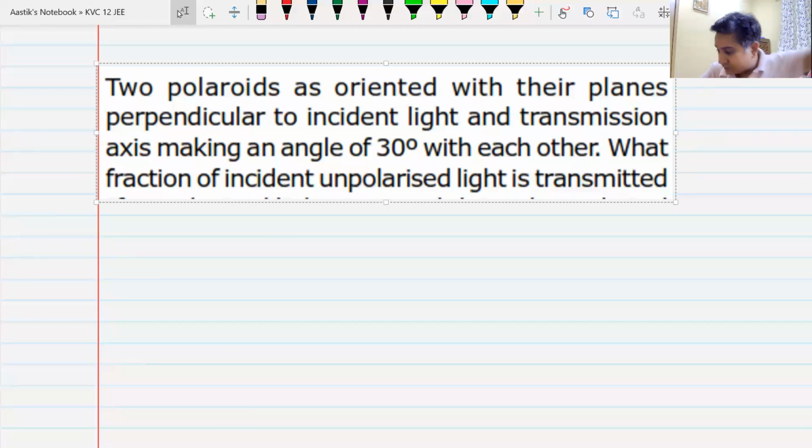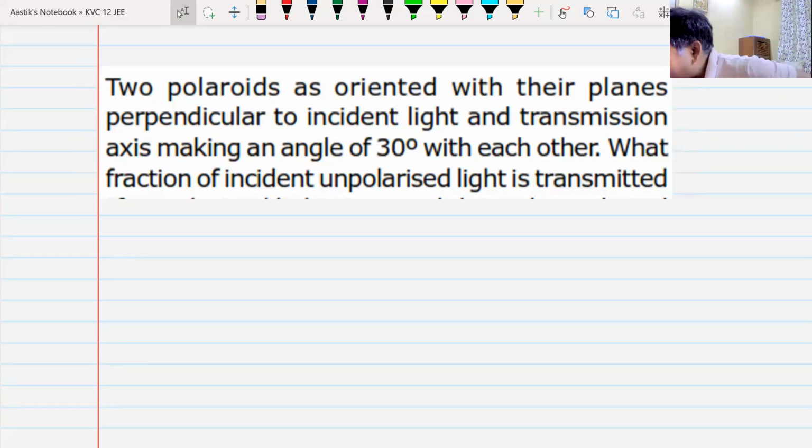The question comes now. Two polarizers are oriented with their planes perpendicular to the incident light, and the transmission axes making an angle of 30 degrees with each other. What fraction of incident unpolarized light is transmitted? I hope you understand the language of this question. The only thing you have to understand here is the language of the question. If you understand the language correctly, you should be able to get the answer.